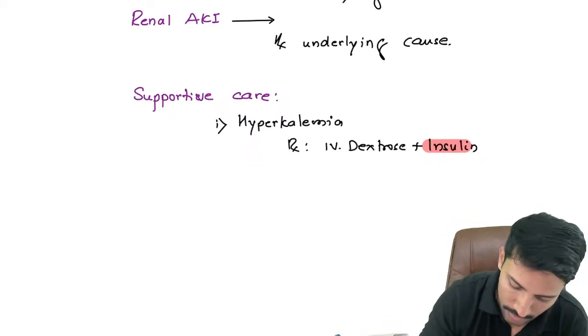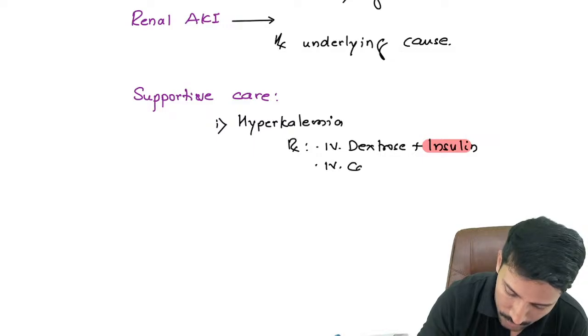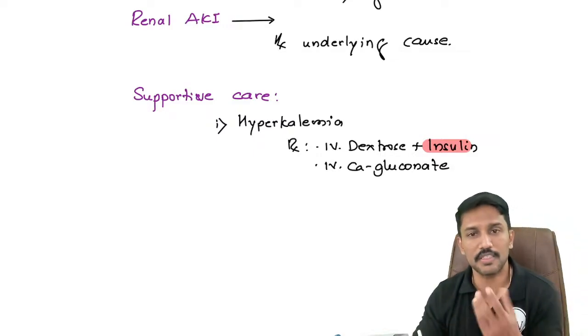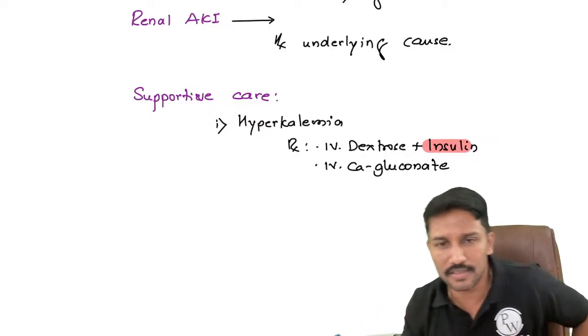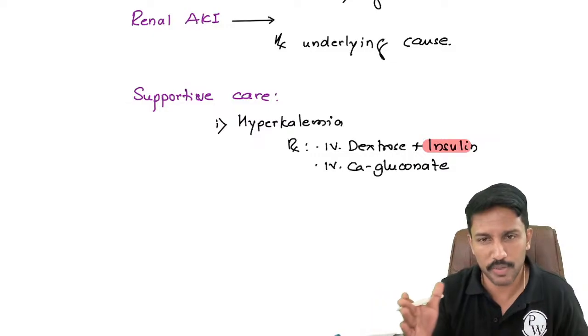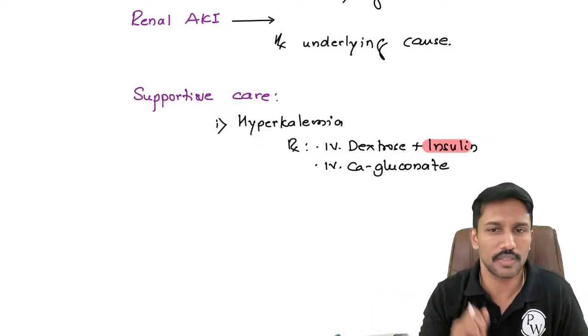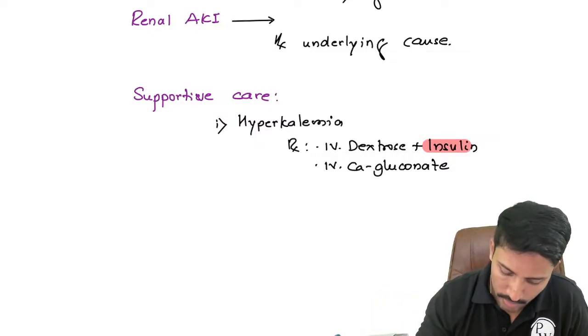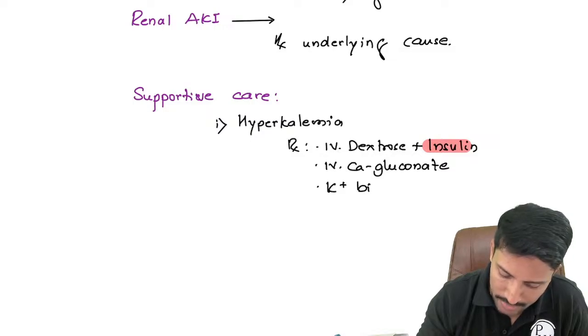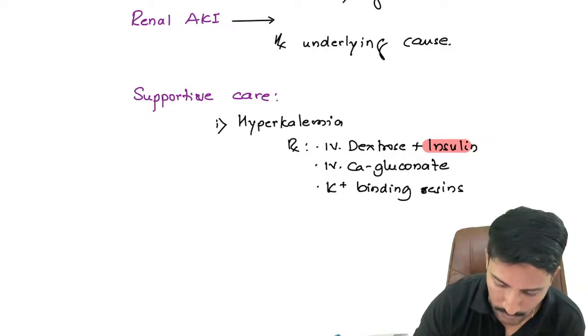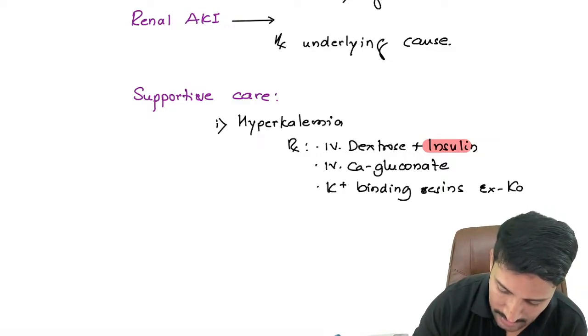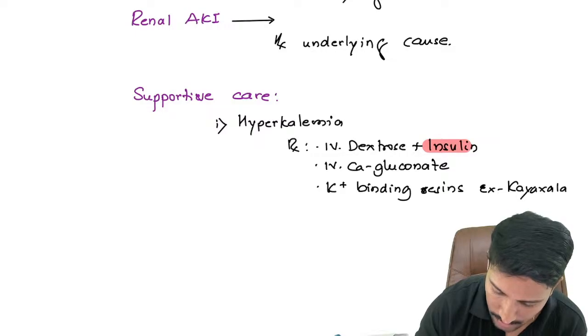What else can I do for it? We can also use IV calcium gluconate. This reduces the risk of arrhythmias which are caused by hyperkalemia. It stabilizes the cardiac membrane, or desensitizes the cell membranes of the cardiac muscles, from the potassium. Okay. Then what else can we give? We can give potassium binding resins, which will decrease the absorption of potassium from the food or gut. Example for that is kayexalate. It's a potassium binding resin.